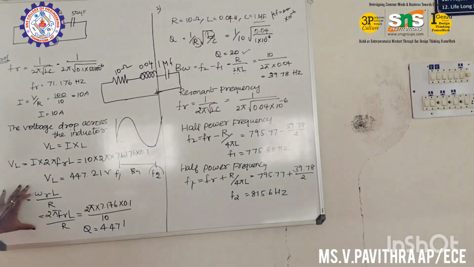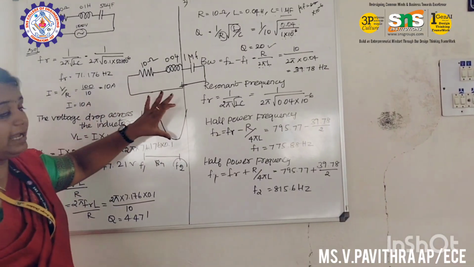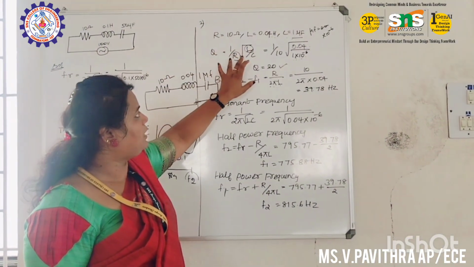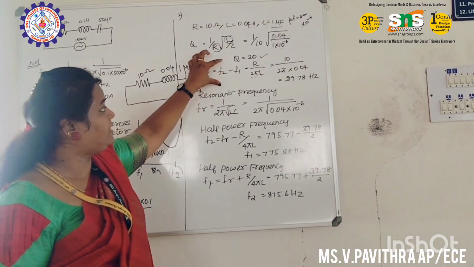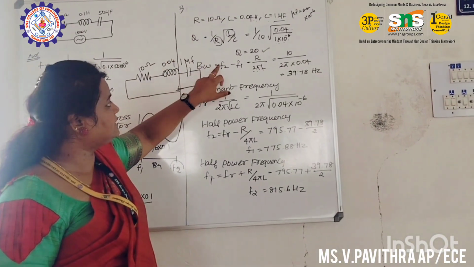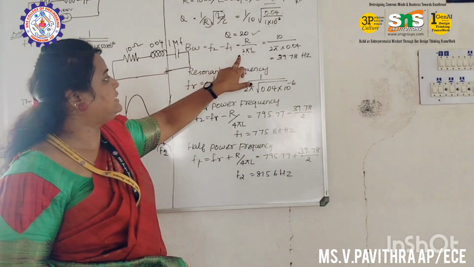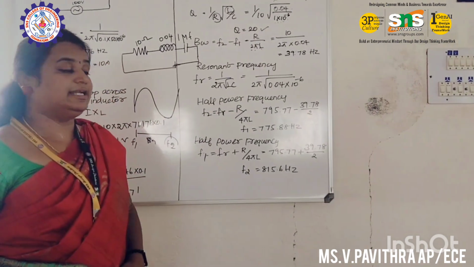Okay, so what is the difference between this? Here we are using the frequency response and then deriving here. Here they are directly asking for the quality factor. So we are using 1 by R root of L by C, and then the bandwidth. Bandwidth is very important. The bandwidth formula is upper cutoff frequency minus lower cutoff frequency, and resistance divided by 2 pi L, that is 10 divided by 2 pi into 0.04. Okay, that is the value.